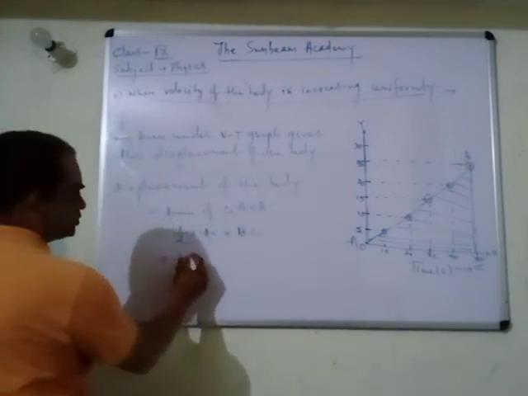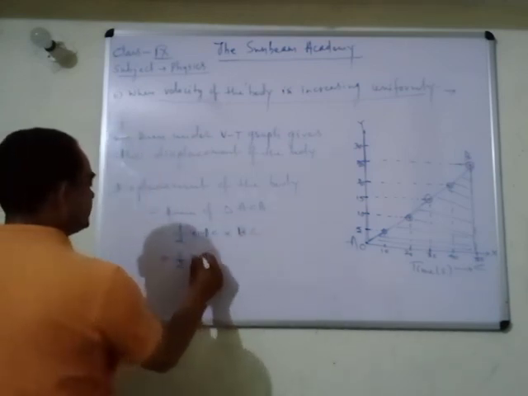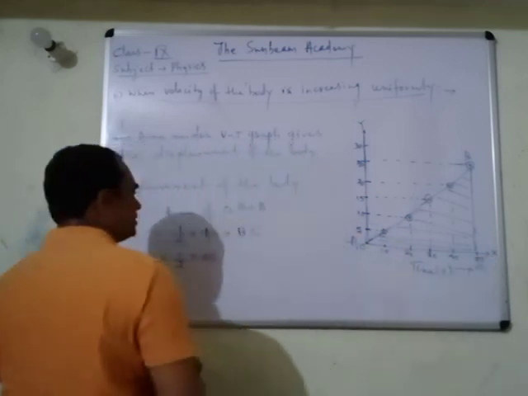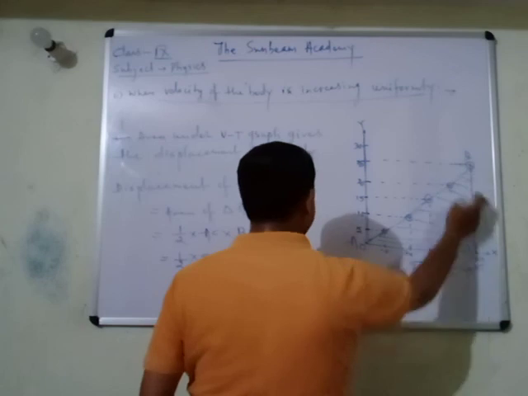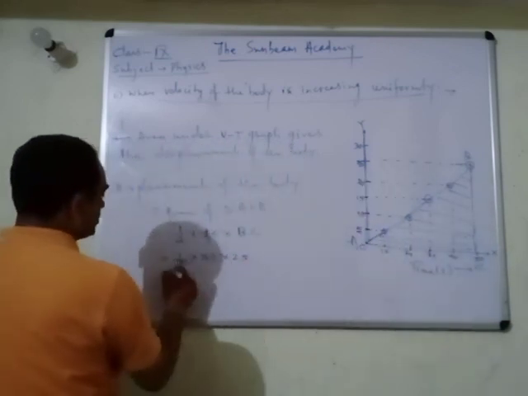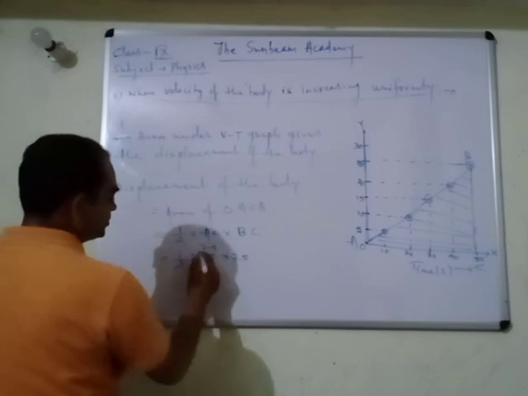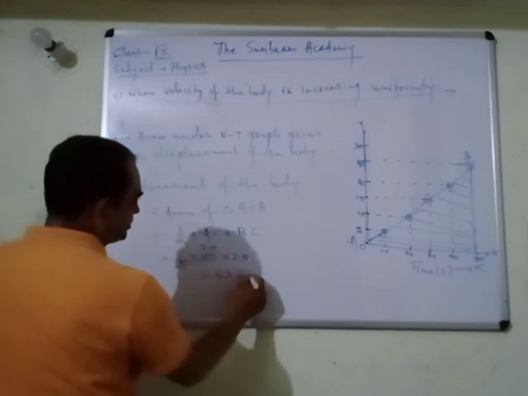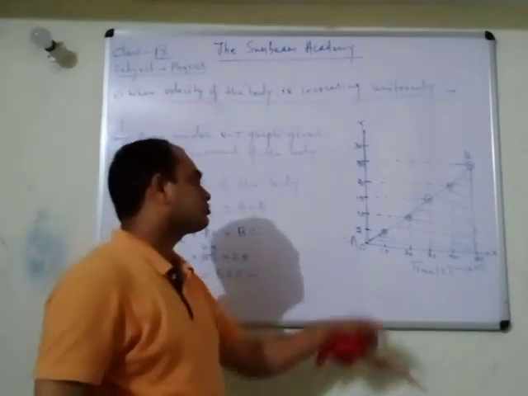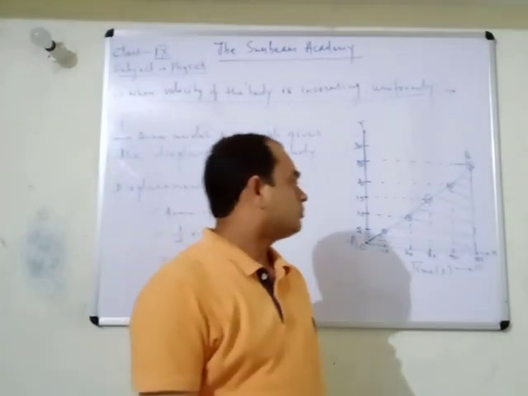So half into, what is the value of AC? Here 0 and here is 50. So 50 minus 0 is 50, and perpendicular, this is the height, you will get 25. Now if you calculate this value, half of 50 is 25. 25 into 25 you will get 625 meters. In this way we can calculate the displacement of the body.